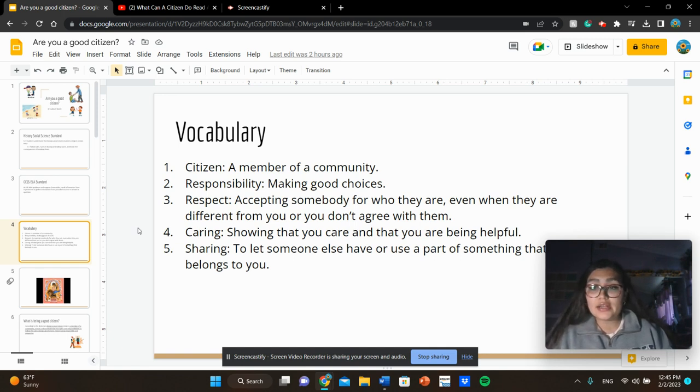So caring is when you're showing that you care for someone and that you're being helpful to them. Sharing is when you let someone else use something that is yours. So, for example, when I do not have a lot of crayons, it is your responsibility to share between your table group, your partners, because that way you are able to use my materials effectively.